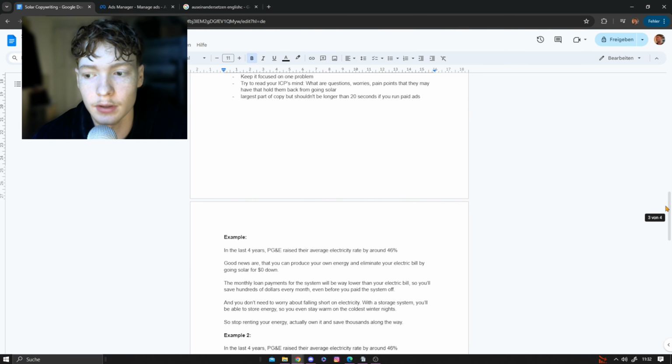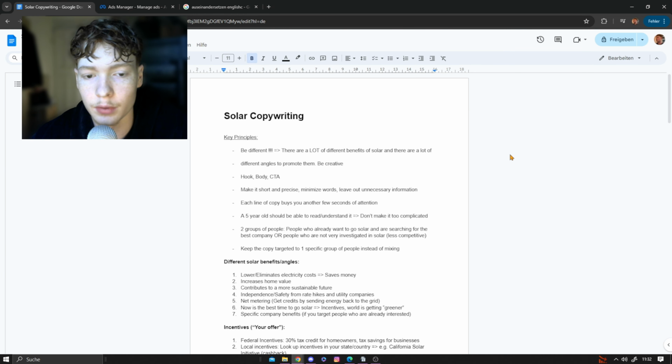So generally speaking, your copy always consists of a hook, a body, and a call to action. With the hook, you want to capture the reader's attention. The body is the largest part. You want to basically say everything that you want to say in your copy, and with the call to action, you want to get them to the next stage, basically.